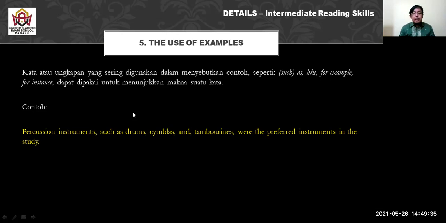Kata atau ungkapan yang sering digunakan untuk menyebutkan contoh seperti such as, like, for example, for instance, dapat dipakai untuk menunjukkan makna suatu kata. Jadi, ketika kita menemukan teks yang menggunakan such as, like, for example, for instance, ini berarti percussion instruments such as drums, cymbals and tambourines were the preferred instruments in this study. Nah, jadi menggunakan kata ini, such as drums, cymbals and tambourines, menjelaskan dari percussion instruments.